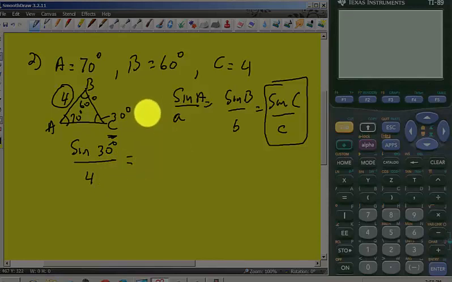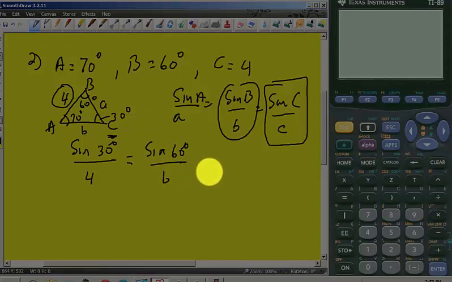Now, which side do you want to find? Side A or side B? It's not really important. You can find either one. So let's go ahead and find side B. So I'm going to use sine of angle B. Oops, sorry, getting ahead of myself. So sine of angle B, which happens to be 60 degrees, is to side B.